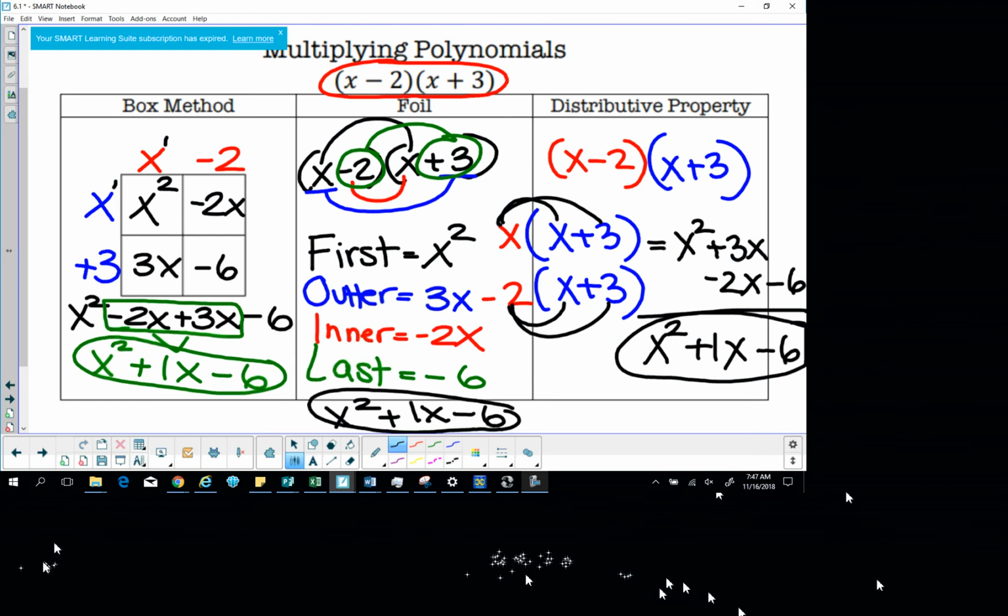I find that with foiling, unless you're really good at it, a lot of people make more mistakes because they don't understand what inner and outer and all that is. So pick which way you like the best and use it. You don't need to use all 3 ways. I'm just showing you. If it's distributive property, a lot of people like the box method if you're a more visual learner. And some people like this, and you can just look at it and write the answer down. So you're picking which way you want.